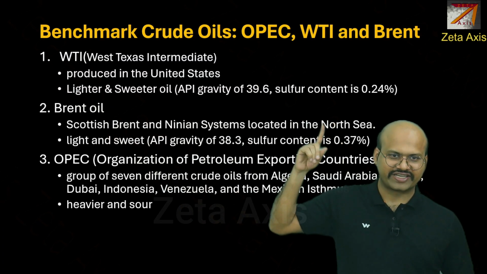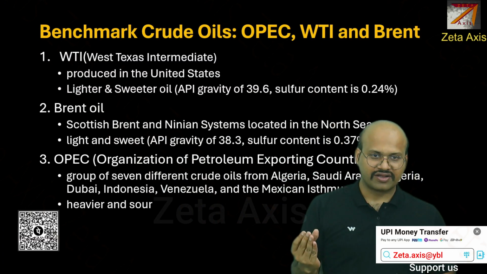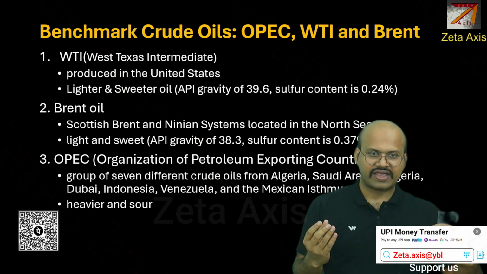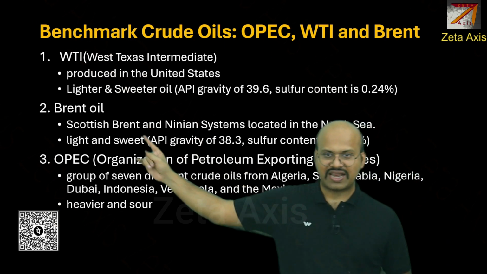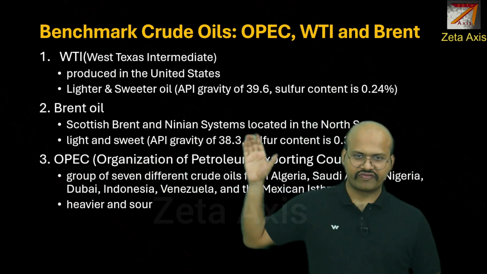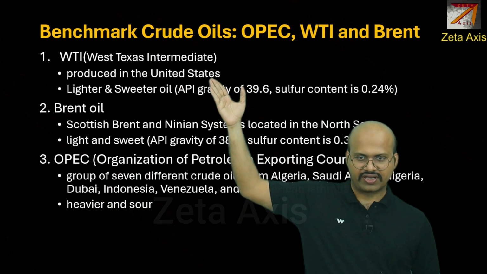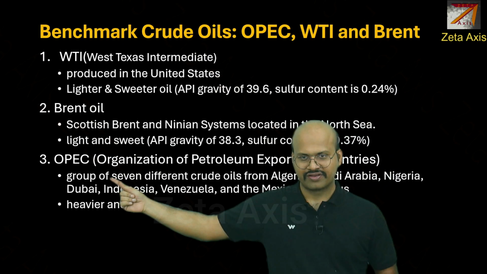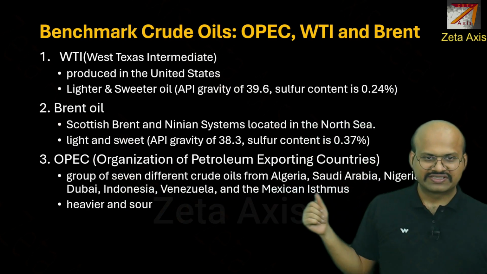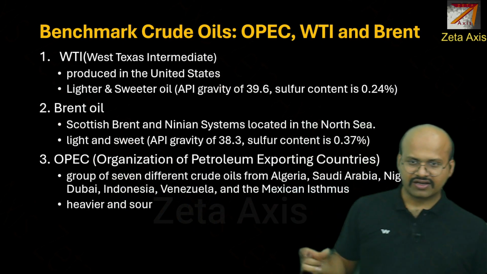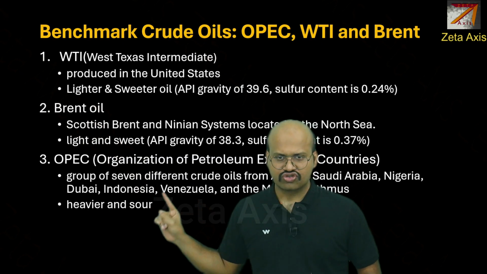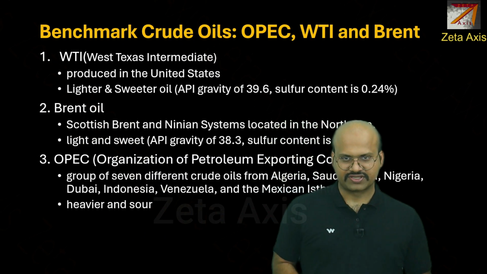This is the North Sea, that is between the United Kingdom and Norway and Sweden. It is light and sweet. It is also of very good quality, but slightly lesser than the WTI. And then we have finally OPEC, where OPEC is a group of 7 countries. And here there is heavier and sour type of crude oil present.